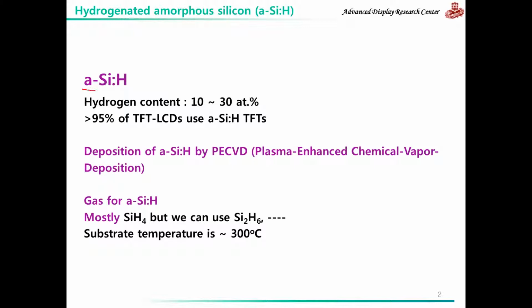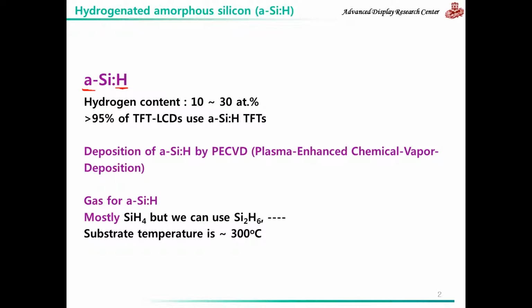The A in amorphous silicon stands for amorphous. The H in front of the amorphous silicon tells us that the amorphous silicon is hydrogenated. Now the question is, why is the hydrogenation required?